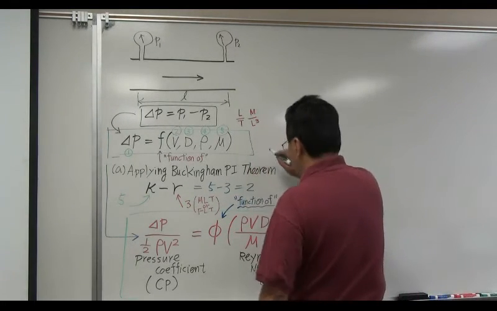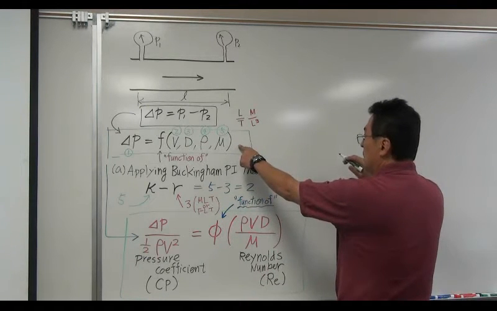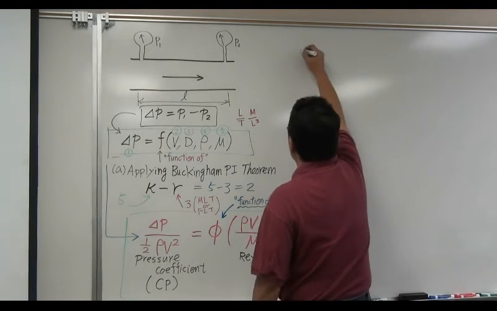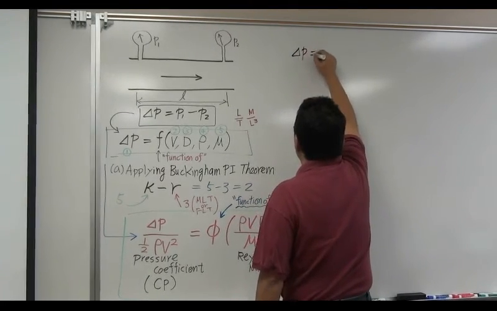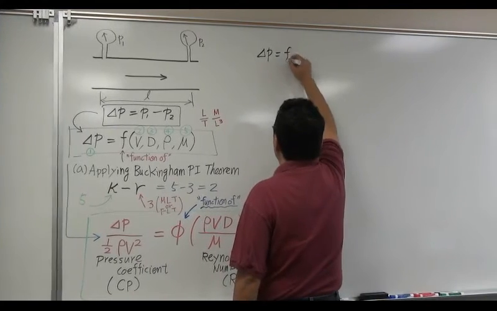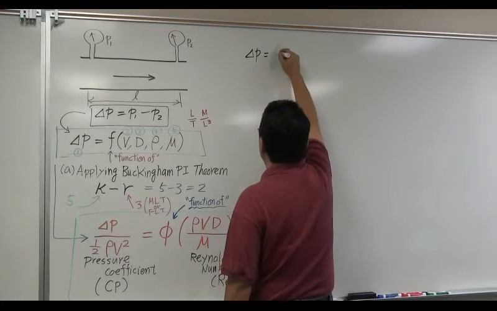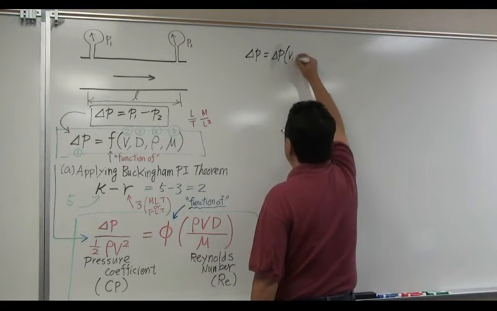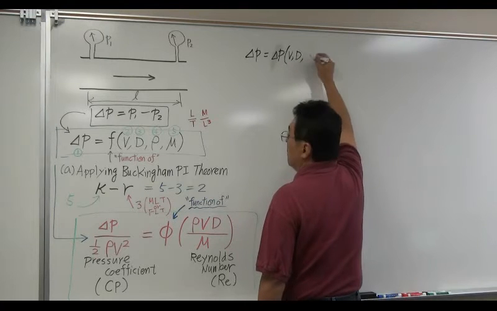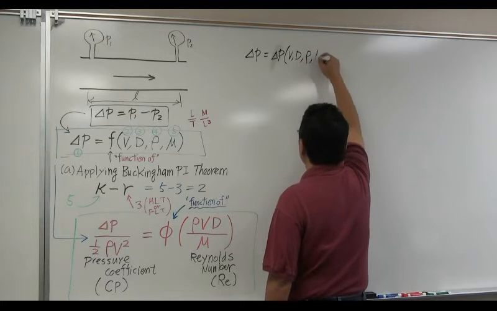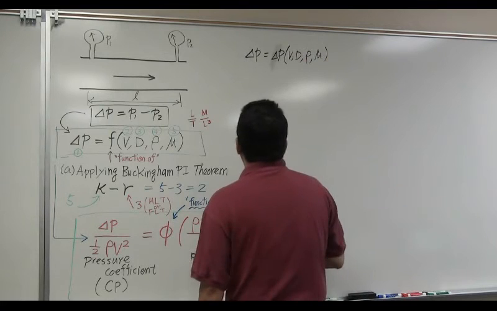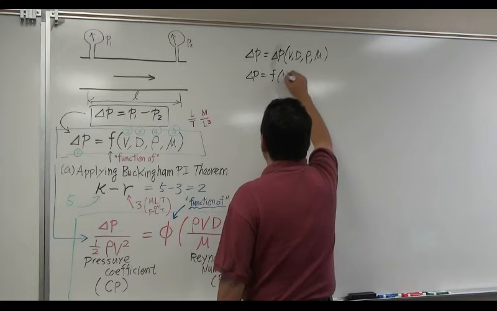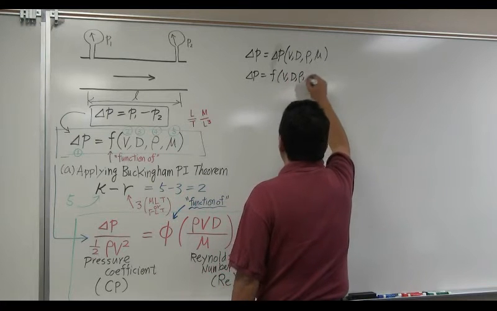This original problem statement, let me just write it down here. So this is the original problem statement. Delta P depends on, well, I would say delta P is a function of velocity, diameter, density, viscosity. Alternatively, you can say delta P is a function of velocity, diameter, density, viscosity.